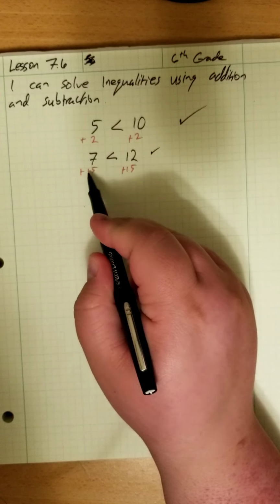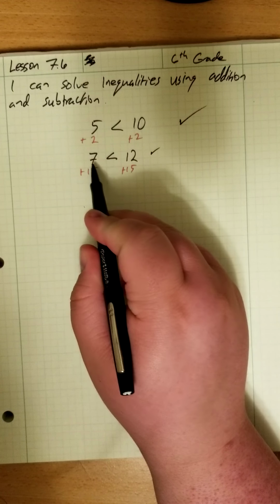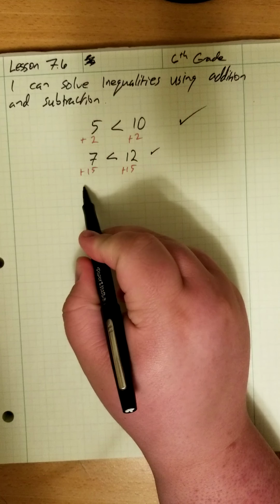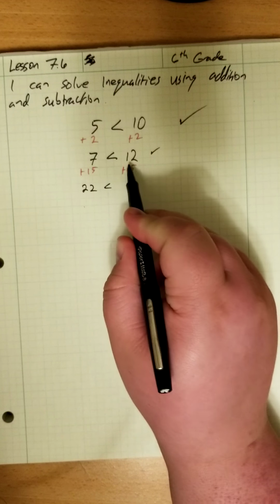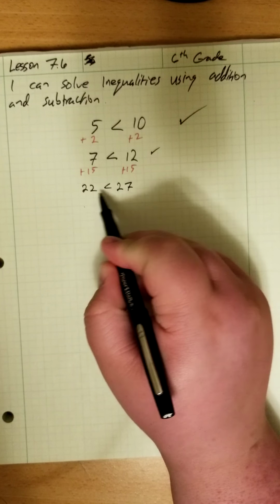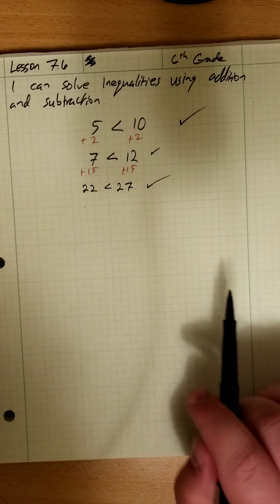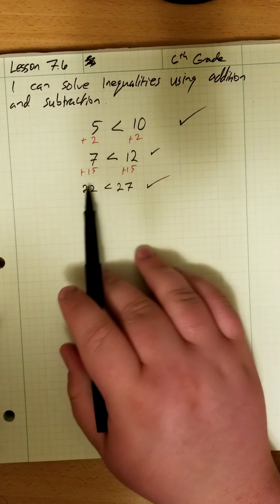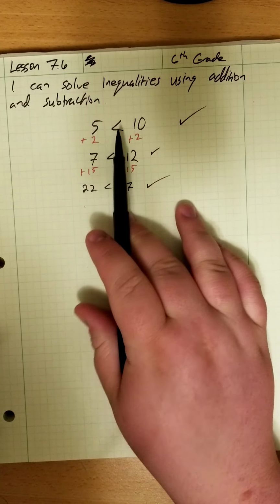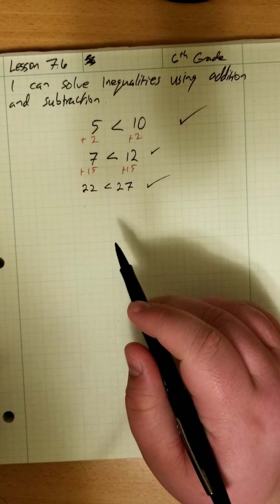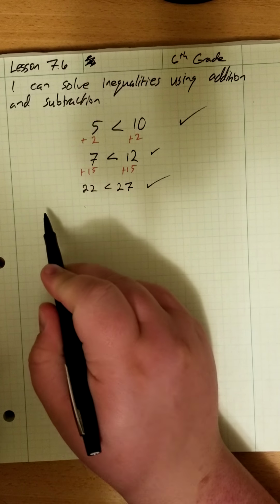But what if I add a big number, like 15, to both sides? 7 plus 15 is 22, and this is 27. Well, jolly gee, it looks like if we add the same number to both sides, this inequality is going to stay the same. I'm sure that's just a coincidence. Let's try another one.